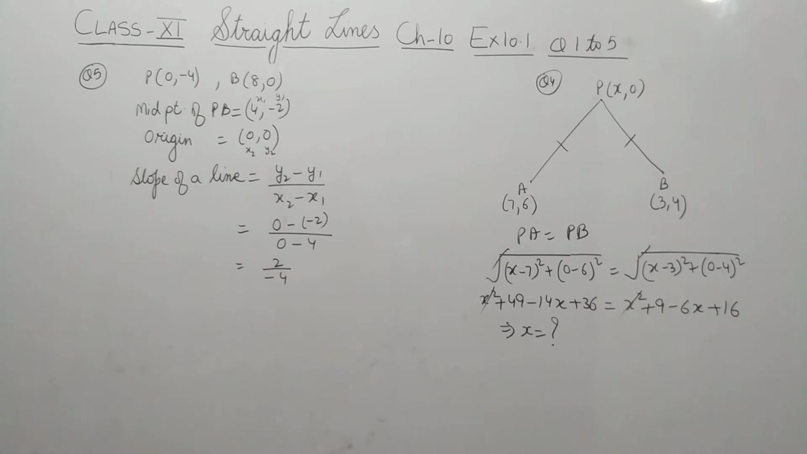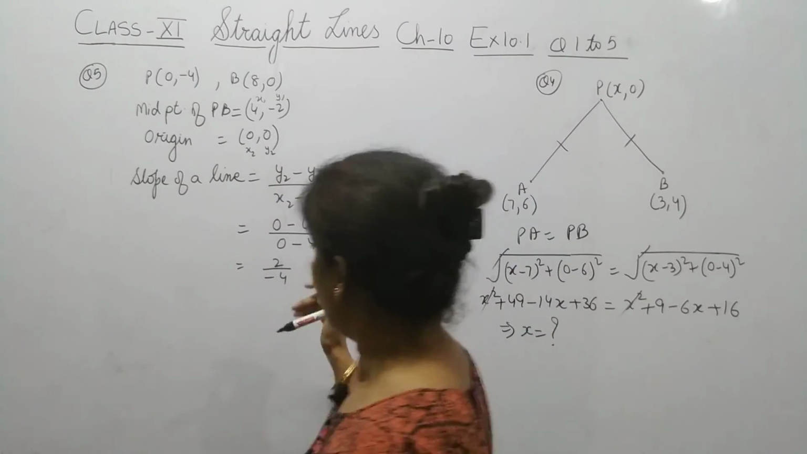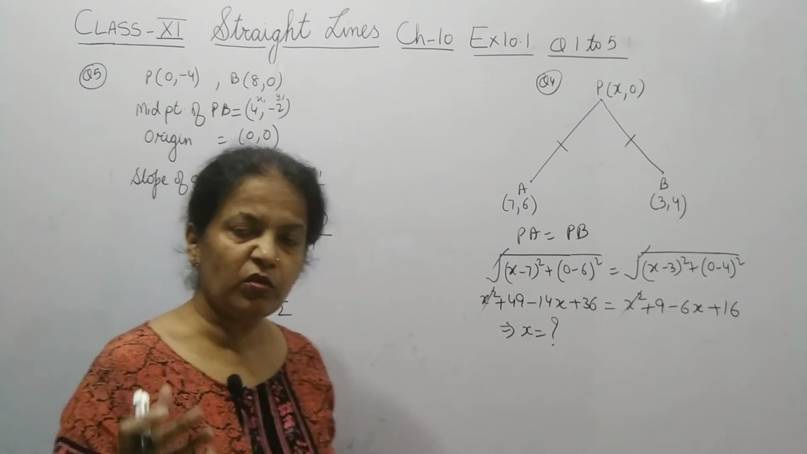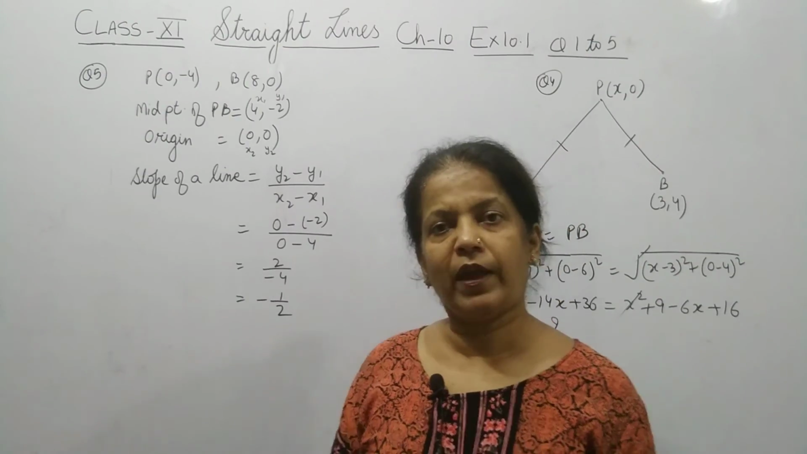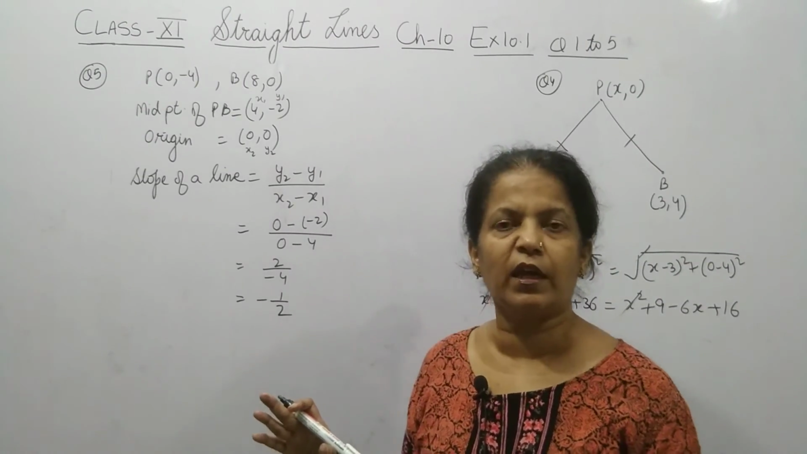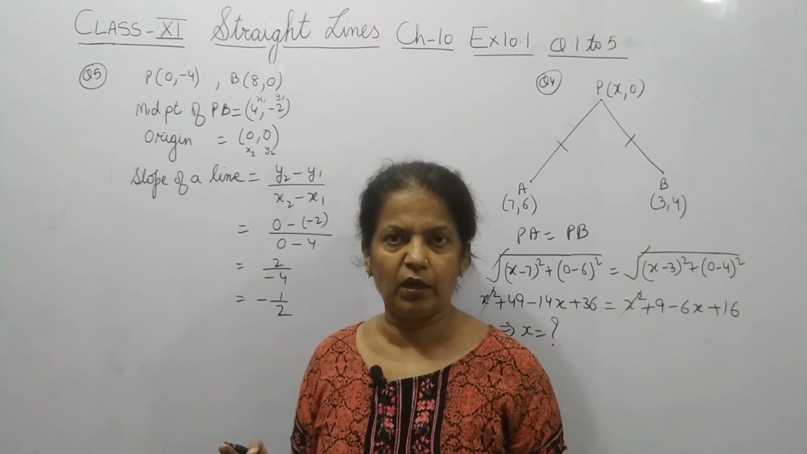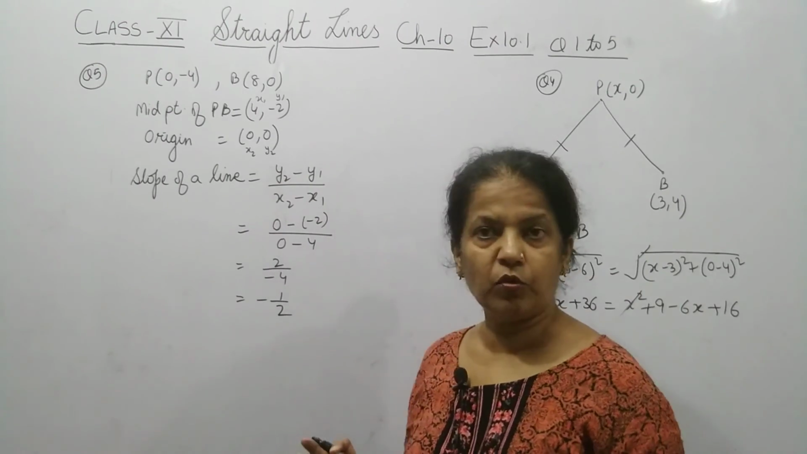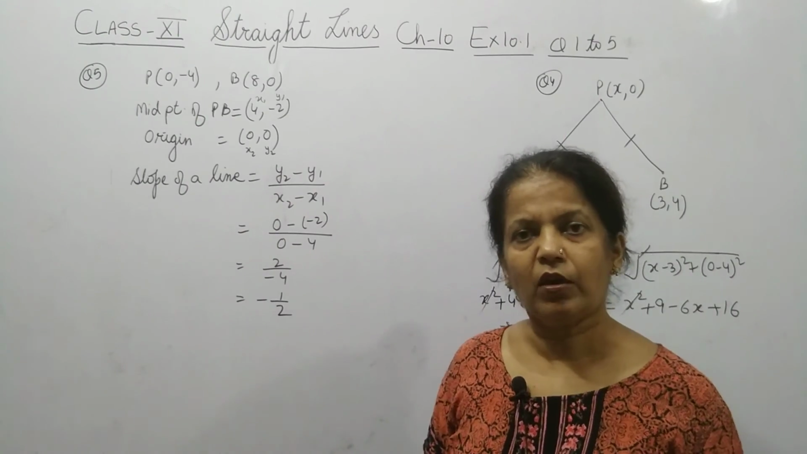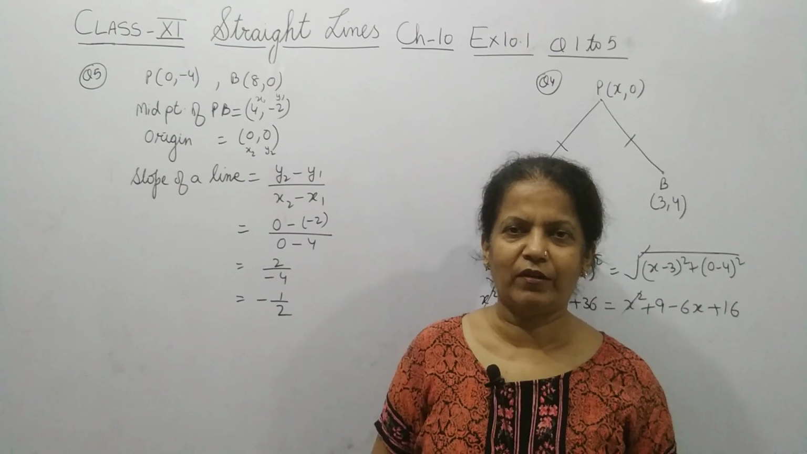Now since the slope is negative over here, you are getting it as minus half. Negative slope means the value of theta is more than 90 degrees, or we can say if it is negative, then theta will be an obtuse angle. So the negative sign means theta will be an obtuse angle. That's all for today. Thank you and have a nice day.